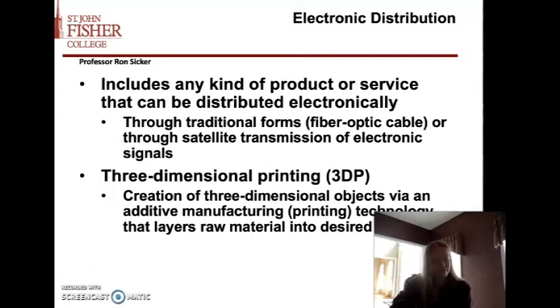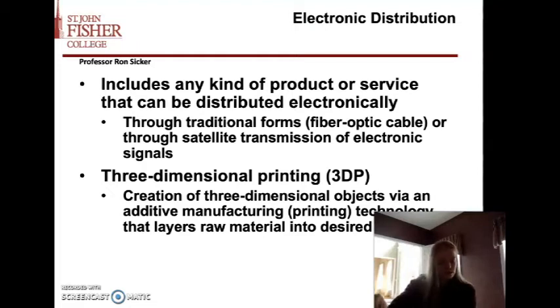Electronic distribution, this one's fun. So basically, it's just any product or service that can be distributed electronically. So that can be through traditional forms, like when you get cable, or through satellite transmission, or electronic signals. So for this, think of just any online product that isn't a physical product, like software or a website that you pay for premium access, or any kind of online subscription service like a Netflix, a Disney Plus, or like a magazine or a newspaper that you have a paid subscription to for their online services and not the physical paper.